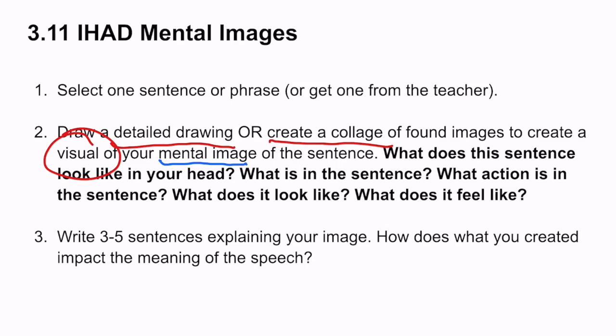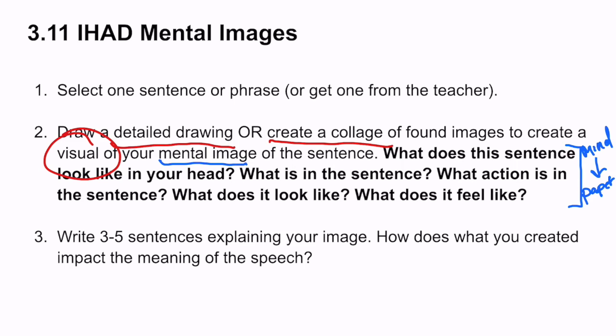You're going to answer the questions: What does this sentence look like in your head? What kinds of actions, objects? What does it make you think or feel? What does this look like? So essentially, you're going to try and make what's happening in your mind visible on paper, either physical paper or digital paper.